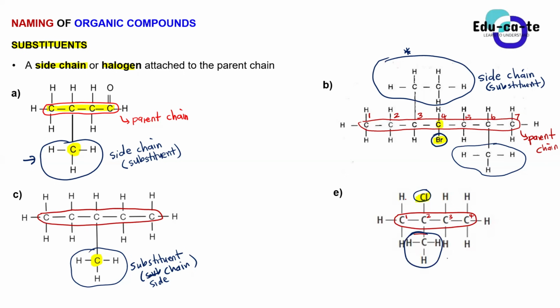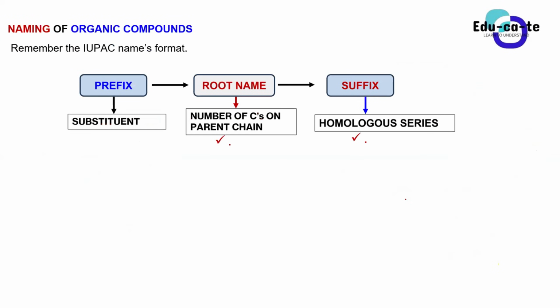Now let's go to the naming of such organic compounds, because remember, guys, once an organic compound is branched, it means that it has a substituent, because the branch or the side chain actually is a substituent. So it is essential for you to be able to identify what substituents we have. Last time, when we did the IUPAC naming system, we talked about the root name, which indicates the number of carbons on the parent chain. That's why I put a tick here, because we did it last time.